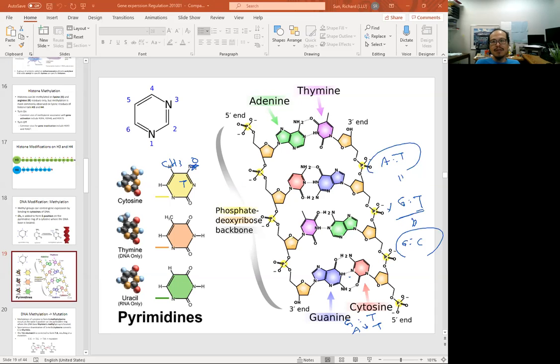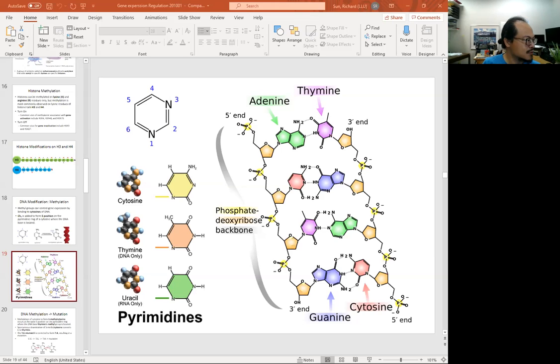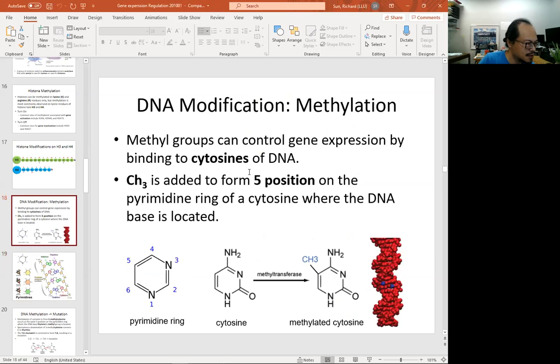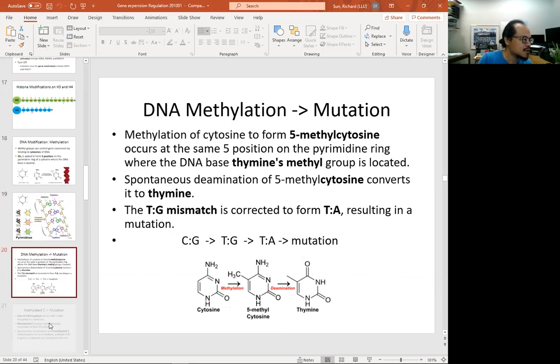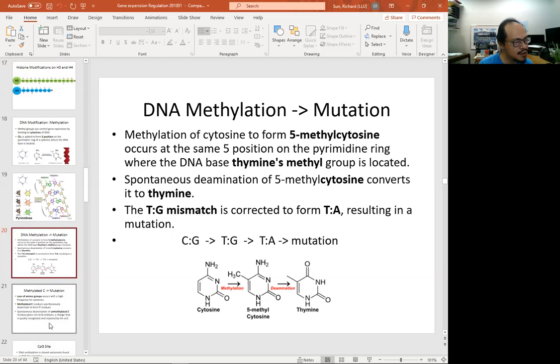All right, let's go back to this one here. So that's what we have here. This is the cytosine methylation, and if there is no deamination, this one will be a cytosine here, but deamination happens all the time. So DNA methylation has a tendency to become a mutation.